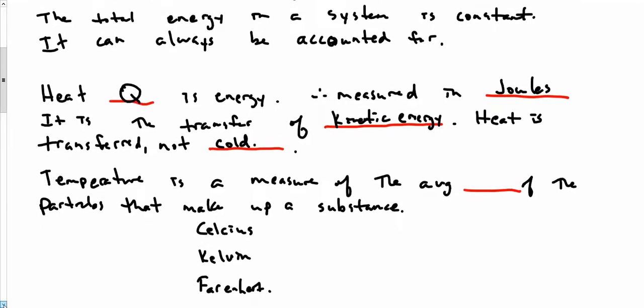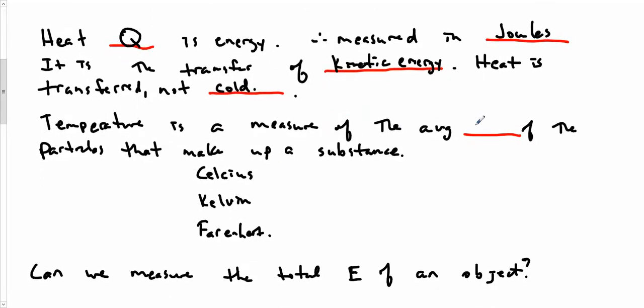Temperature is a measure of the average kinetic energy of the particles that make up that substance. We can measure it in three ways. We can measure it in Celsius, Kelvin, or Fahrenheit. We're not really going to use this very much.